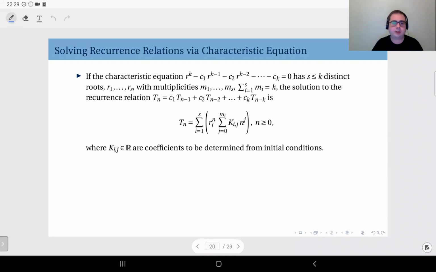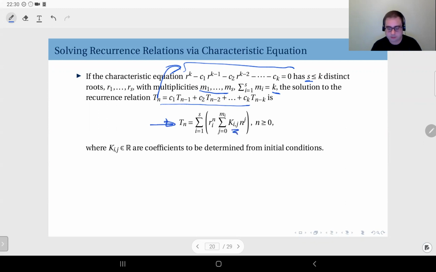So this is the general case, if the characteristic equation given in this way has s distinct roots. Obviously, s here is upper bounded by k, because you will have as many as k roots in the general case, r1 through rs with multiplicities m1 through ms. And obviously, if you add the multiplicities up, that should be equal to k. The solution to the recurrence relation corresponding to this characteristic equation is given in this form, and the k's here are, again, coefficients to be determined from initial conditions.